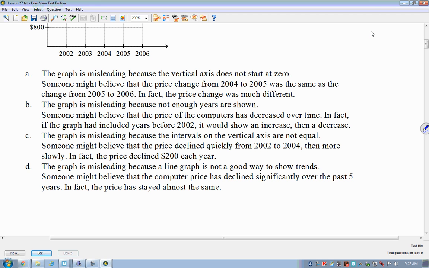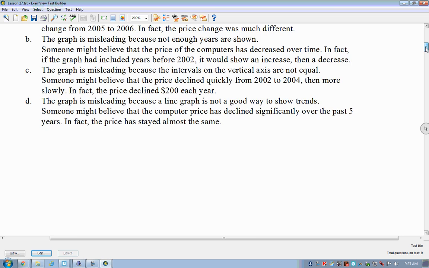The graph is misleading because a line graph is not a good way to show trends. Well, it's a fine way to show trends. Right? We can show trends in a lot of different ways. Someone might believe that the computer price has declined significantly over the past 5 years. In fact, the price has stayed almost the same. Well, that's not true. Otherwise, it would be straight across, correct? Despite whatever the change problems are. Okay, so are we seeing how to look at graphs and what kinds of things we want to look for? All right, let's keep going here and let's see if we can find some more.